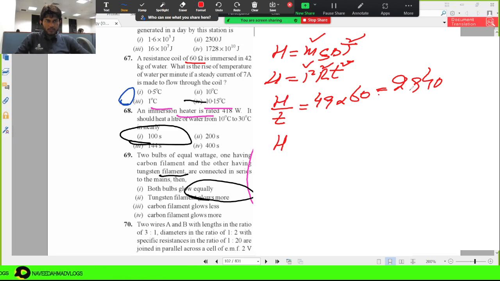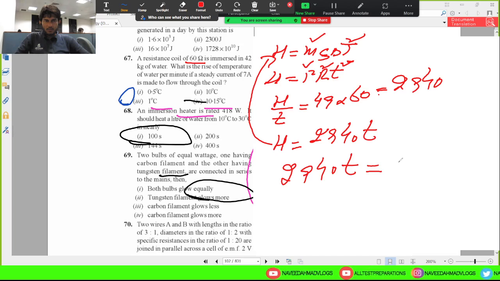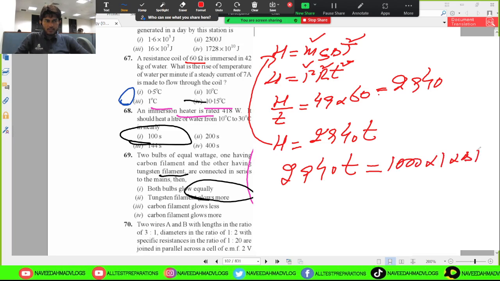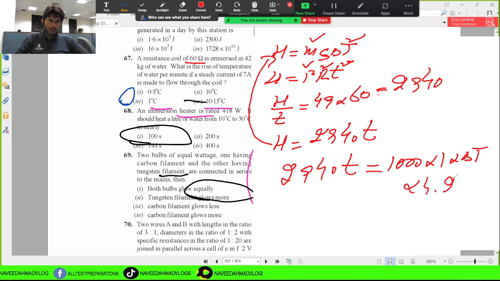So now what you will do, this H will be equal to 2940 times t. You will need to substitute this value over here. So you will get 2940 t will be equal to m, which is 1000 gram, s is 1, and you need to find the delta t. This will be in calorie, so you need to convert it into joule. So multiply by 4.2.